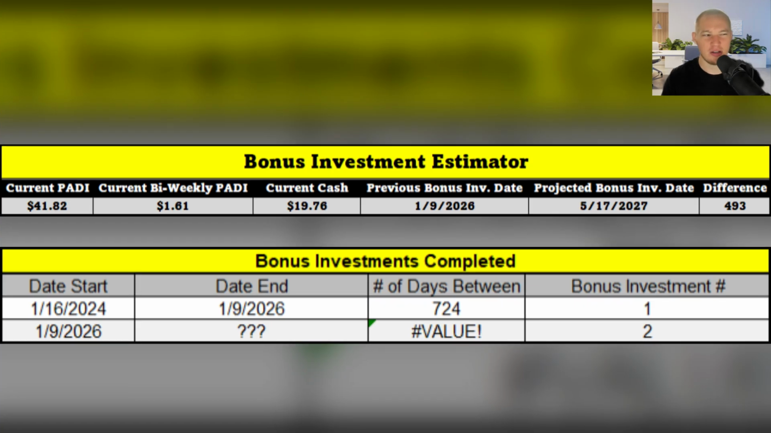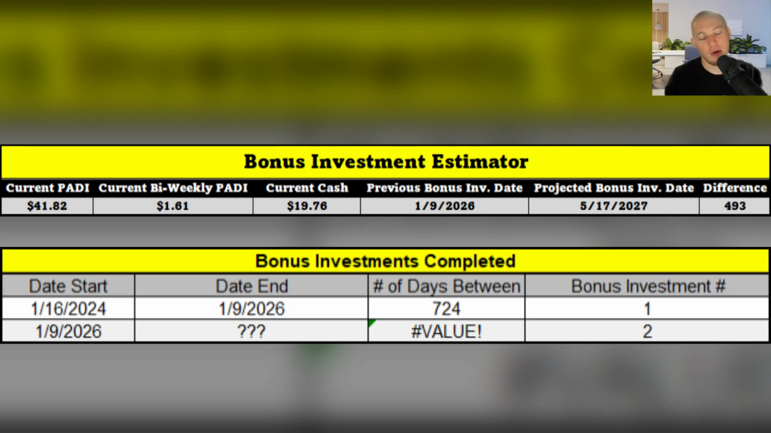So next up, I talked about the bonus investment earlier. Here's a quick update to the bonus investment currently. Current pay of $41.82 per year, which breaks down to $1.61 biweekly, so twice a month. Current cash in the account sits at $19.76, waiting for that next bonus investment. First bonus investment was completed on January 9th, 2026.